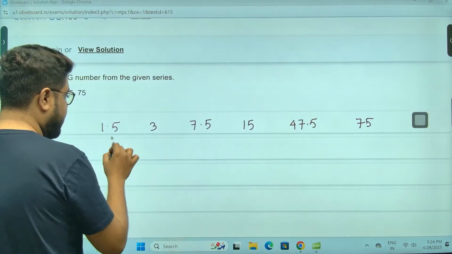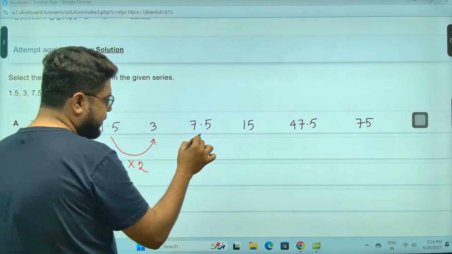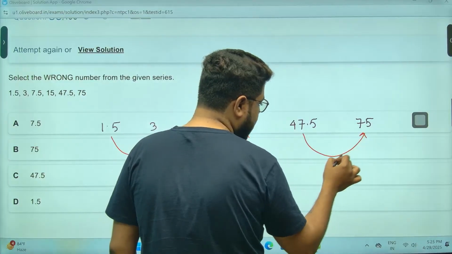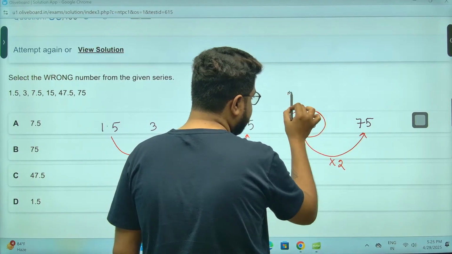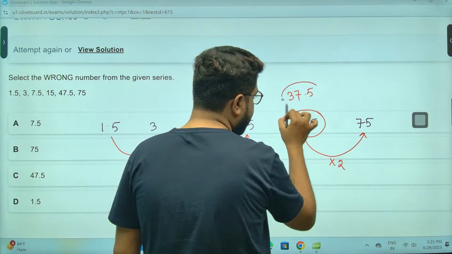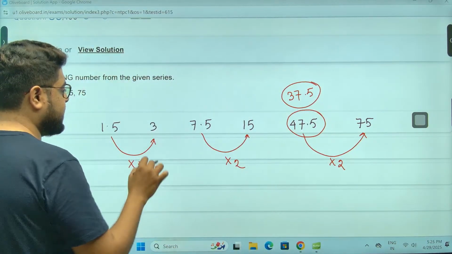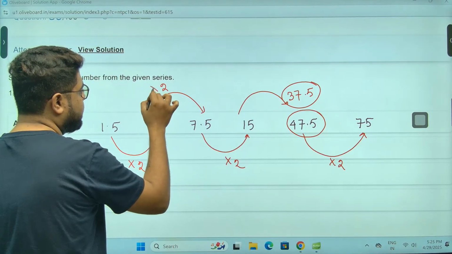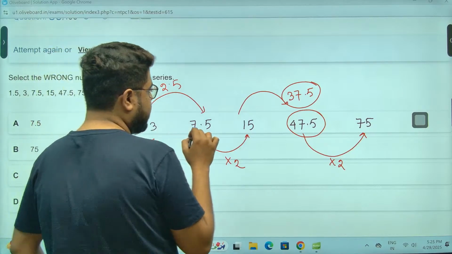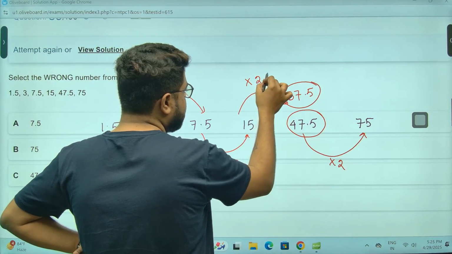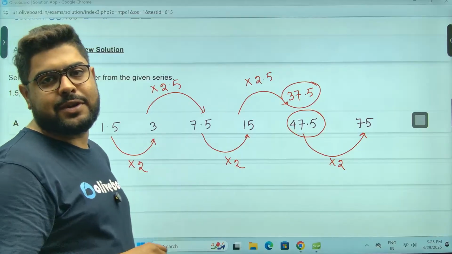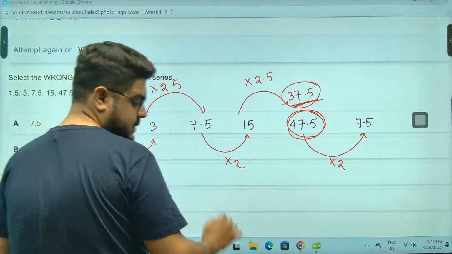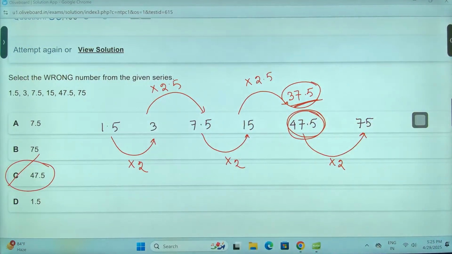1.5 into 2 is this, 7.5 into 2 is this, so this into 2, this has to be 37.5. This is wrong. And for this, you might ask what the pattern is: 3 and 7, so it is into 2.5. 15 into 2.5 is 37.5, 15, 30, yes, absolutely. 37.5 is the correct one, so this is the wrong number, 47.5. Option C is the correct answer.